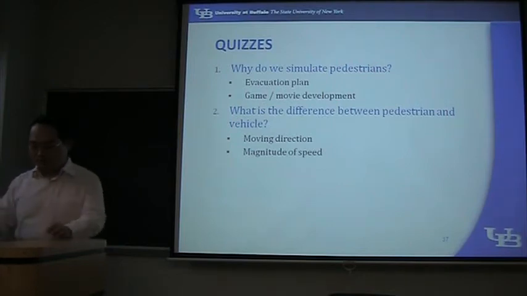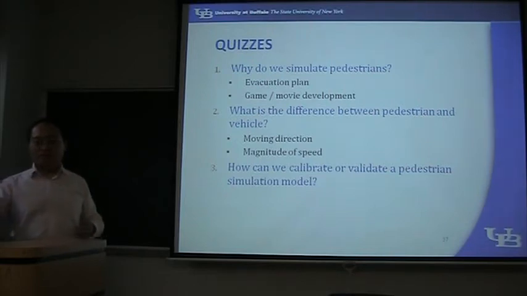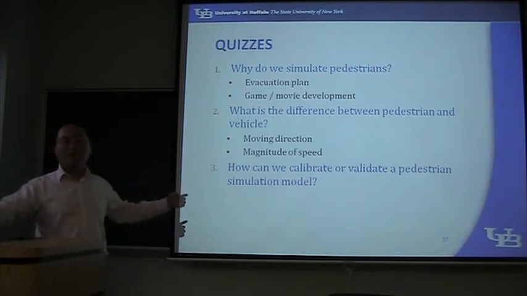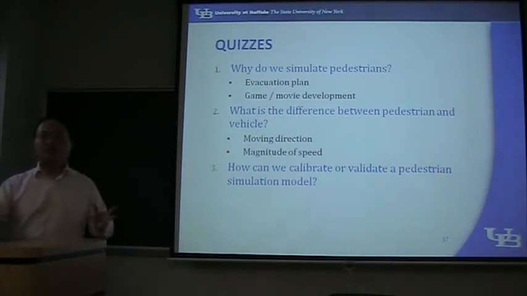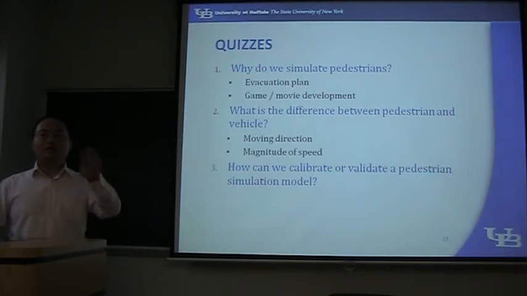Very good points. Now the third question. Let's suppose we have a simulation model of pedestrians, like the model we just saw. How can we calibrate or validate it? What data can we use to calibrate that? Or what methodology? In a car following model, we can use the time-space diagram to calibrate it. In a lane changing model, we can calibrate using the capacities or anything else.